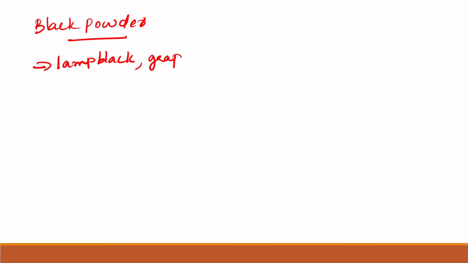So the first one is black powder. The basic ingredients of black powder are lamp black, graphite and charcoal. And if the prints to be developed are on an absorbing surface such as paper, then a black powder containing a mixture of heavy salt like manganese dioxide or graphite powder is preferred.